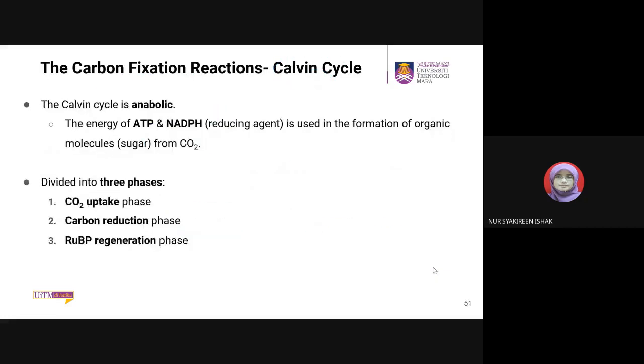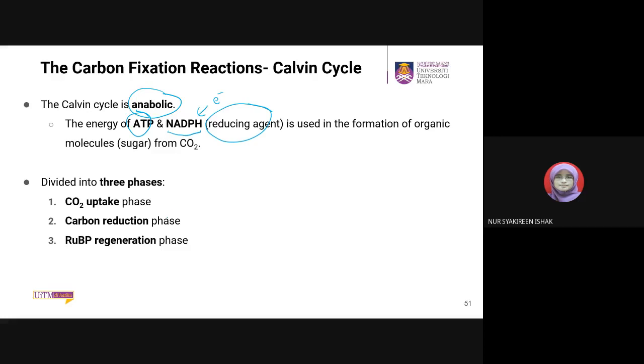Okay, so Calvin cycle is anabolic. It means what? It requires energy. Where does the energy come from? ATP. And also another molecule, NADPH, functions as the reducing agent. It has high energy electrons also to reduce compounds in the Calvin cycle. Okay, so it's used in the formation of organic molecule sugar from carbon dioxide.